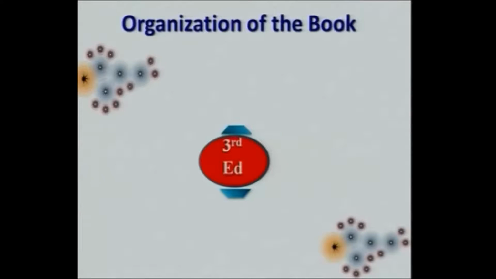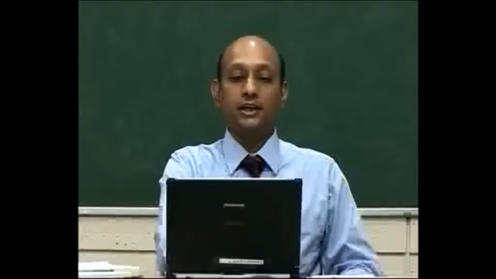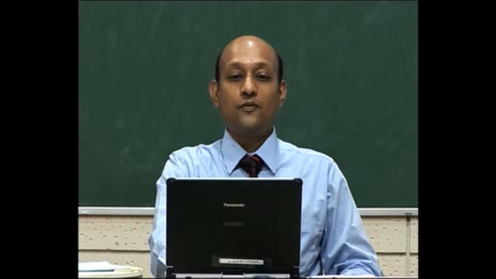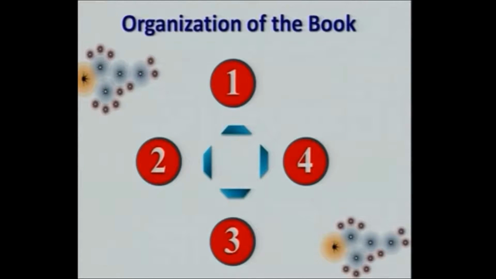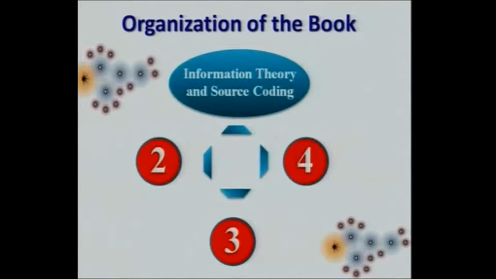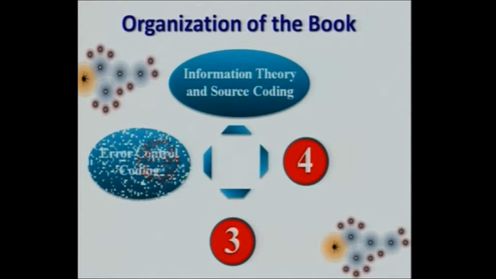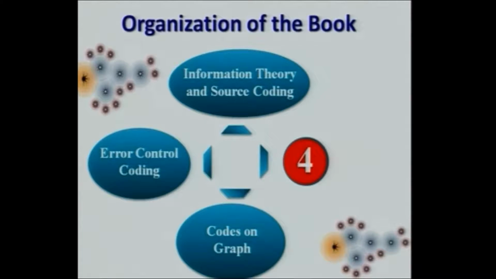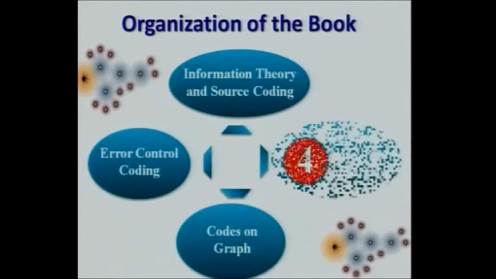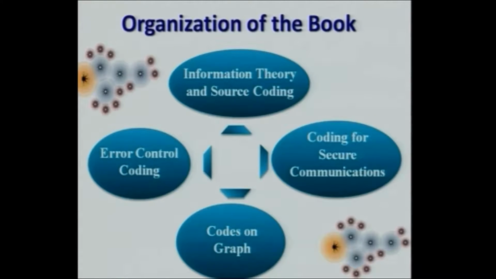Let us now look at the organization of this book, the third edition of Information Theory, Coding and Cryptography. The third edition is divided into 4 logical parts. The first part deals with information theory and source coding. Part 2 deals with error control coding, also known as channel coding. Part 3 concerns codes on graphs. These are essentially codes with memory. And finally, the fourth part deals with coding for secure communications.